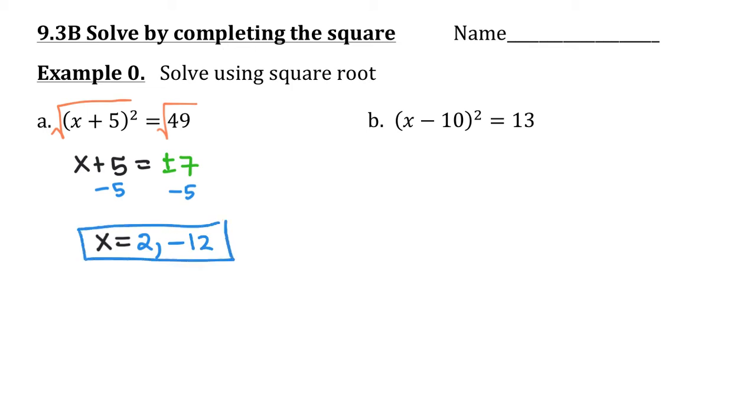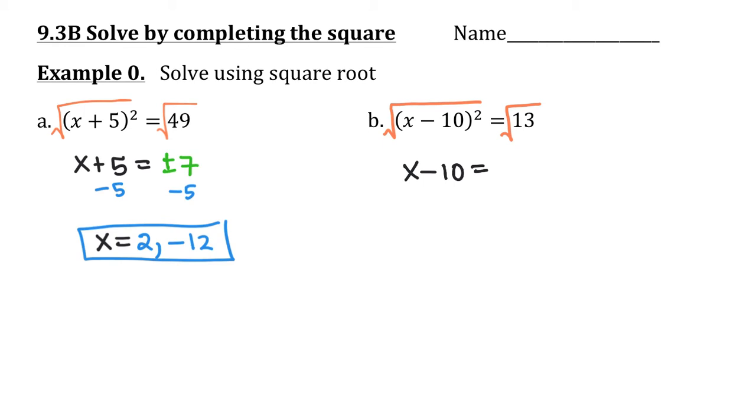Okay, we're going to go ahead and do b the same way, but our answer will be irrational. Since it's x minus 10 squared, to cancel the squared, I will square root. If I square root the left side, I'm going to square root the right side. The square root cancels out the squared. The entire x minus 10 expression comes down. Now the square root of 13 is irrational, so I'm going to leave it as square root 13.